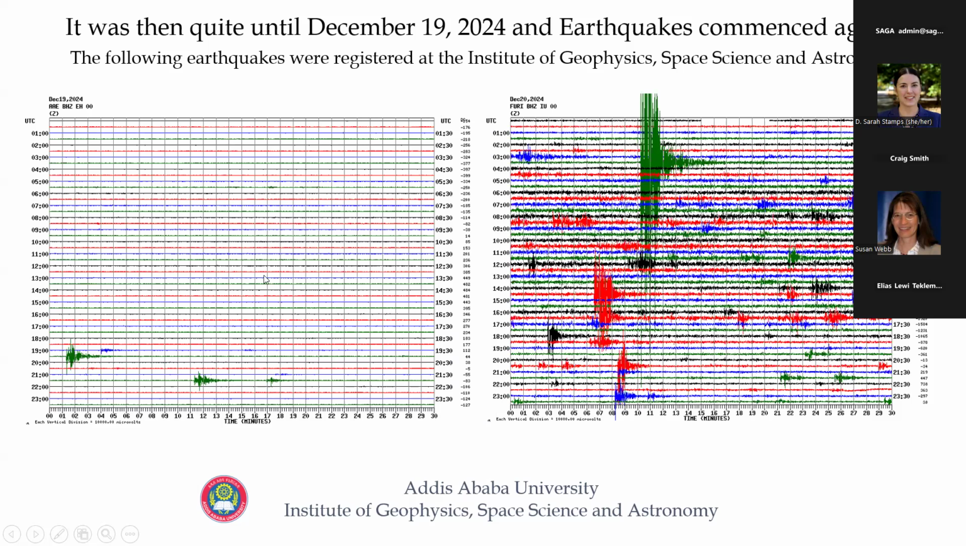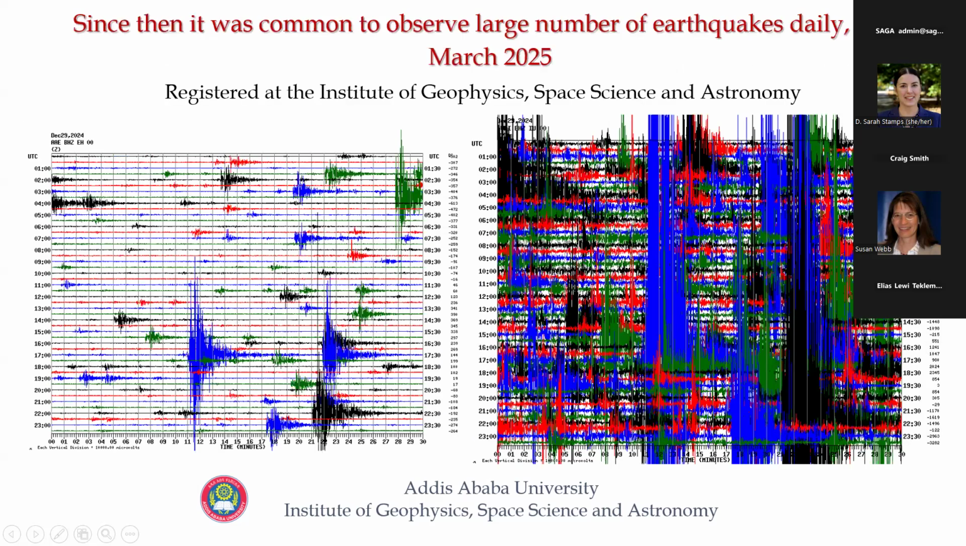On the 29th of December, if you see the broadband station in Addis Ababa, it was hard to identify which earthquake is following which earthquake, because we were registering more than 300 or 400 earthquakes per day. What was really frustrating was that the whole population of Addis Ababa was worried. There were telephone calls and so on. We were overwhelmed. The government was asking for advice.